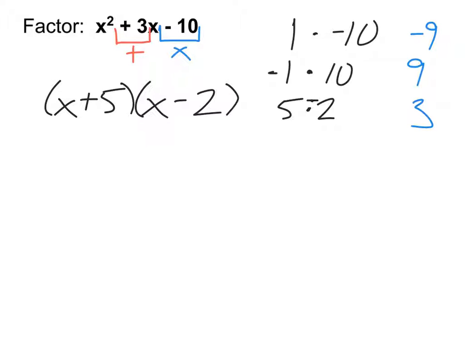Side note here, you could also have written this as x minus 2 times x plus 5. That would be perfectly fine. That order does not matter. The only thing that does matter in this is that you make sure that the 2 is actually the one with the negative, and the 5 is the one with the positive, because we do need the signs on the numbers correct.